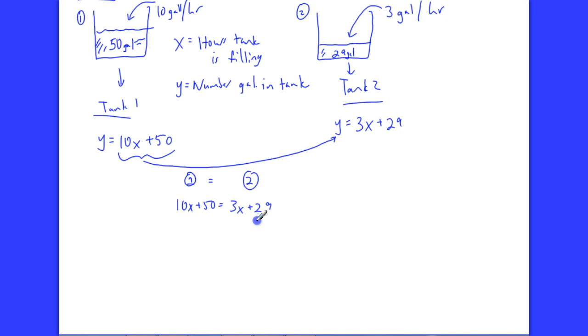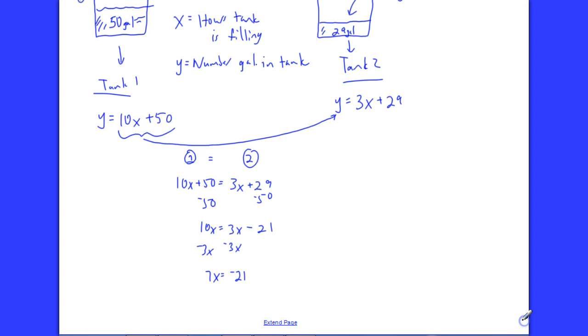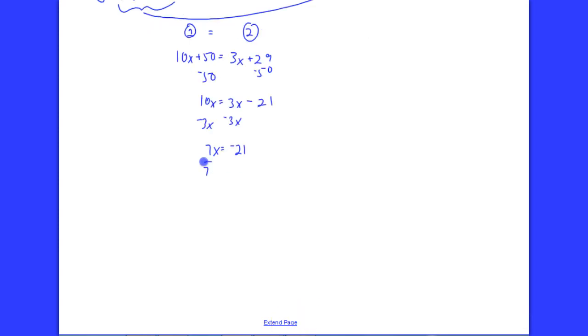Well, let's solve this equation. We can do it either way here. I think what I'll do is subtract 50, and I have 10x is equal to 3x, and 29 minus 50 comes out to be negative 21. Now I'm going to subtract 3x here. I want to isolate the x, just like we've learned. And I have 7x equals negative 21. Let's go ahead and solve that. Divide by 7, and look what happens. We get x is equal to negative 3.